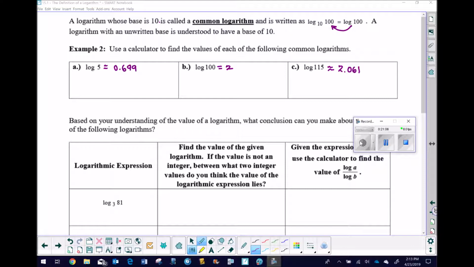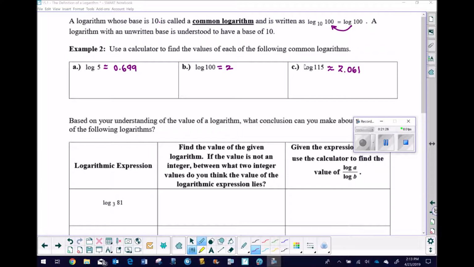And once again, we're back. Hopefully you can see the answers to my B and C. Hopefully they agree with yours. Very interesting that this log of 100 was an exact value of 2. Probably didn't need a calculator for it, because you could take 10 to what power is equal to 100. Right? That's why I put an equal sign there.